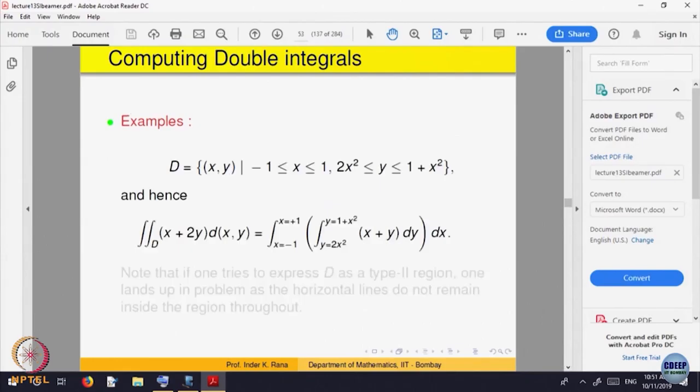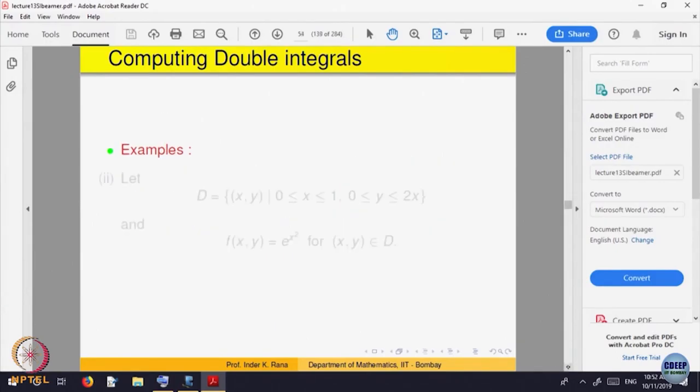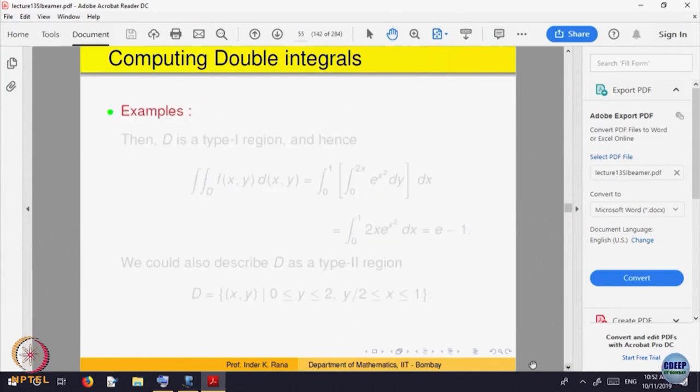So, when you want, say, whatever function f of x plus y, integrate from 2x square to 1 plus x square with respect to y, and x is outside. So, this type 1 we have written, minus 1 to plus 1. So, if we try to write it as type 2, we will have a problem and so on. Some more examples of double integrals. So, I think other examples you should try to do yourself.